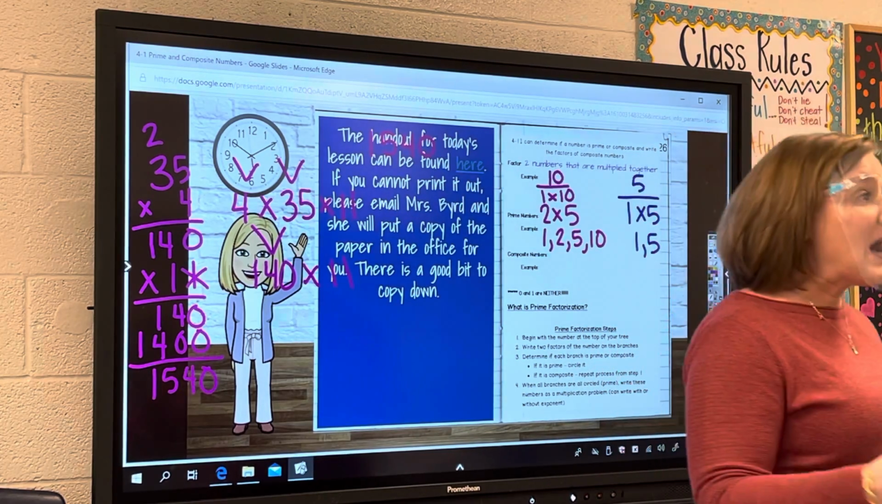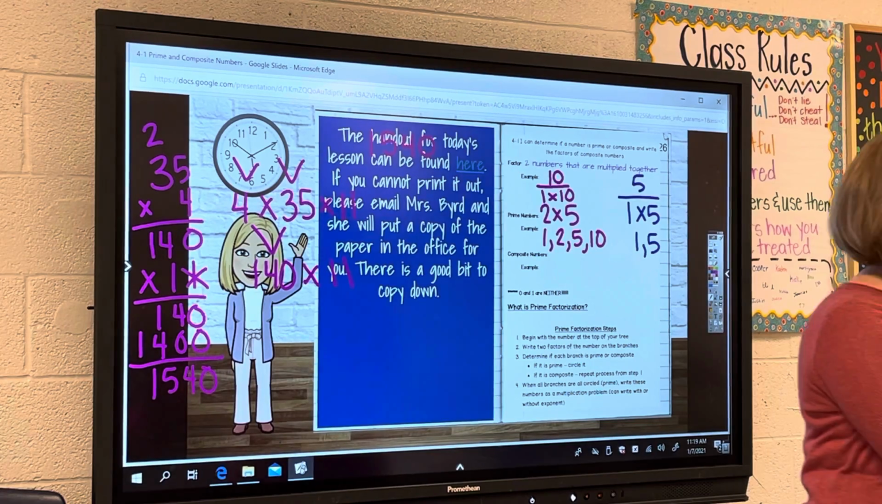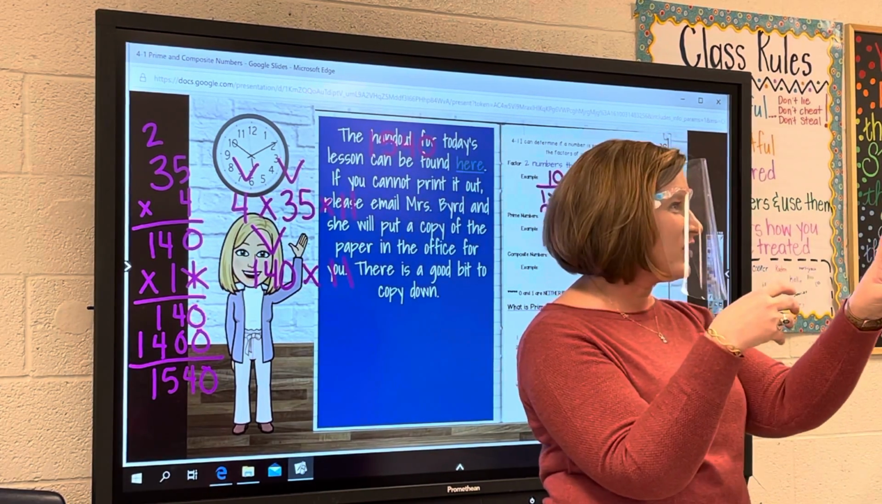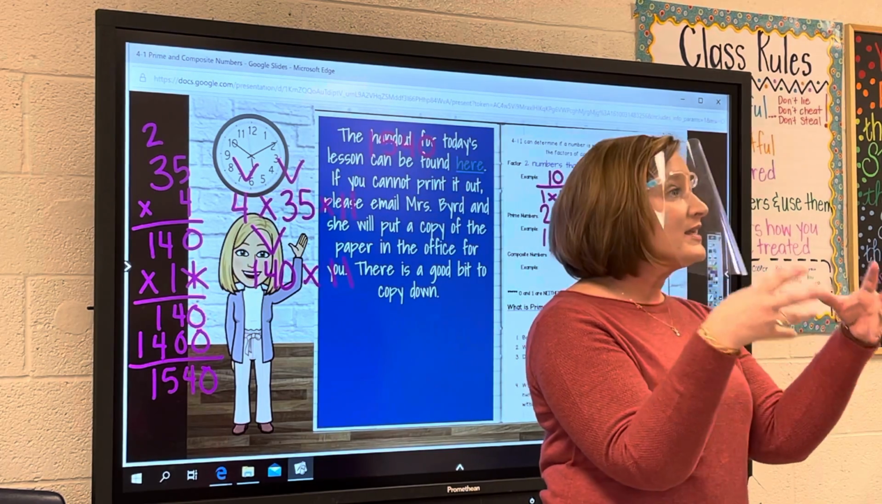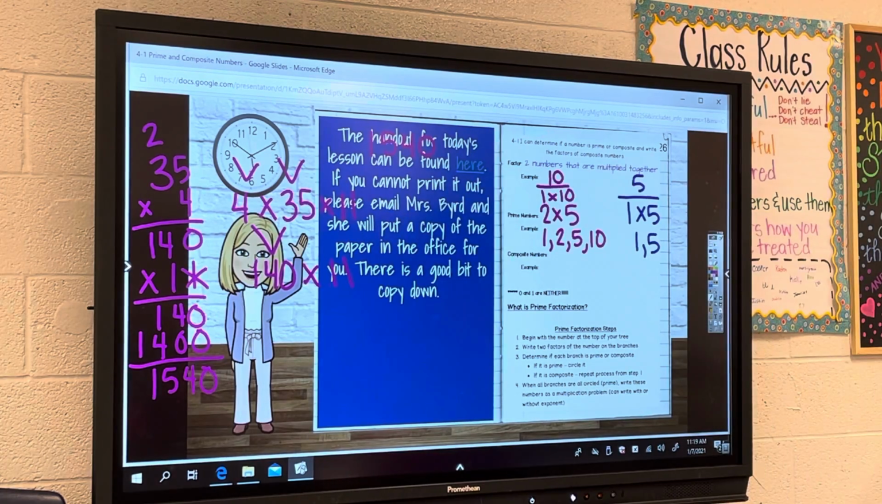If you combine ingredients for a cake, what do you do? You mix everything together. Is it just one ingredient? No, it's multiple ingredients, okay? So a composite number, that prefix COM, means to put together. A composite number means you have more than one set of factors.